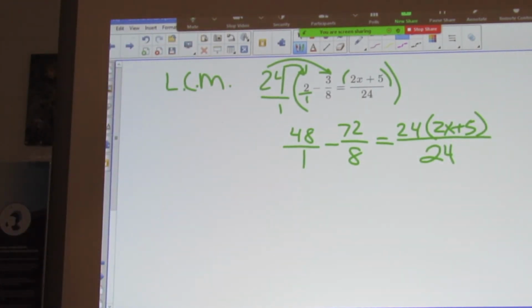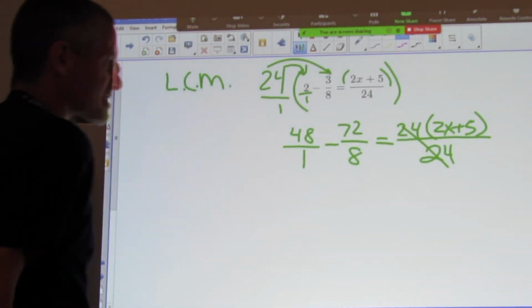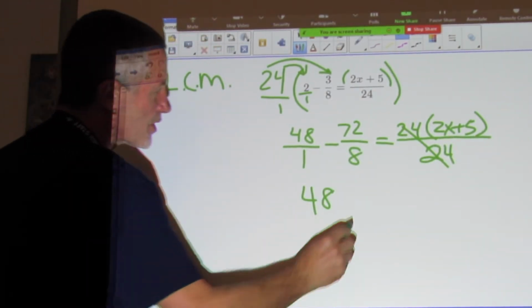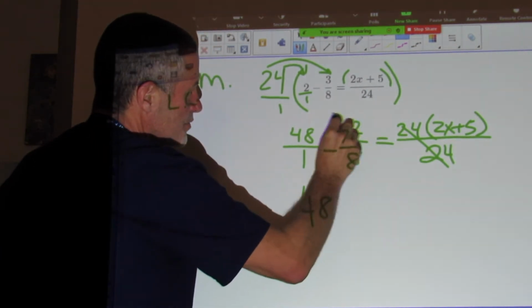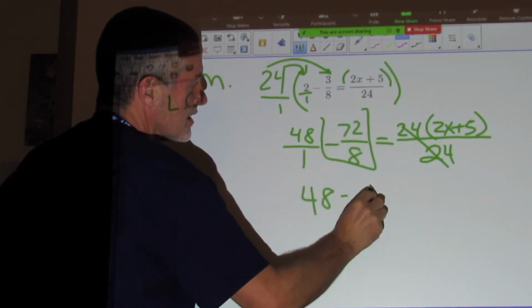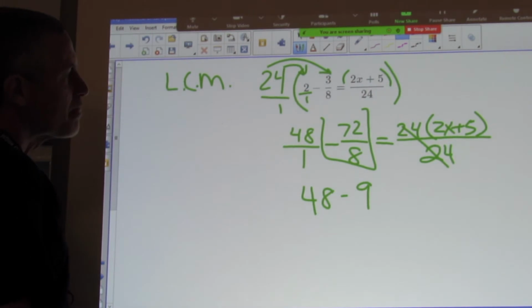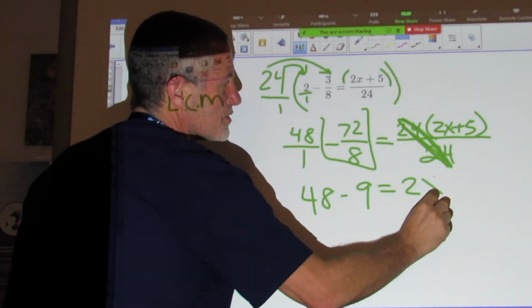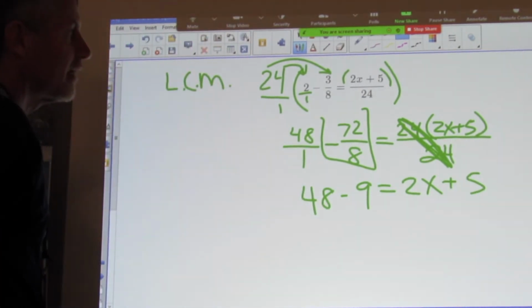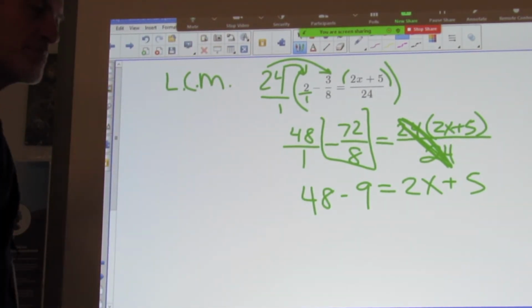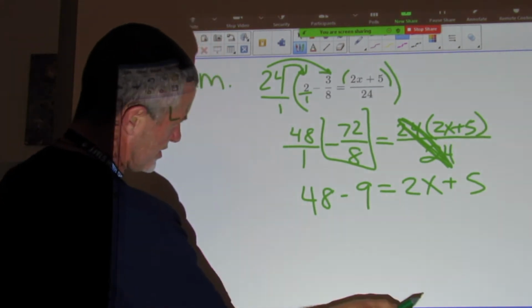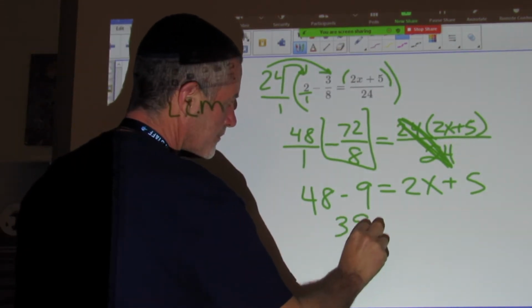The one that's got the LCM under it is always going to cancel out for us. So now we've got 48 divided by 1 is 48. 72 divided by 8 is 9. And this canceled out, like I said, so we're left with 2x plus 5. And we are happy campers because the fractions are gone. 48 minus 9 is 39.